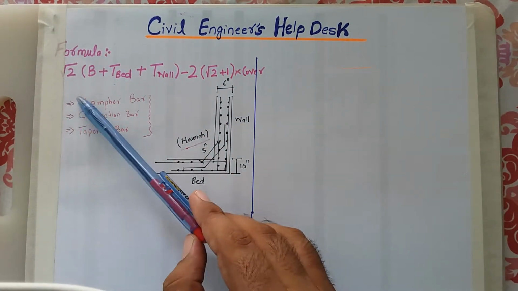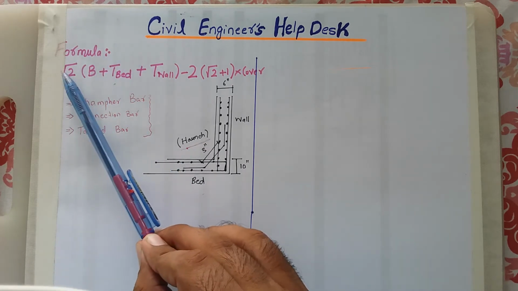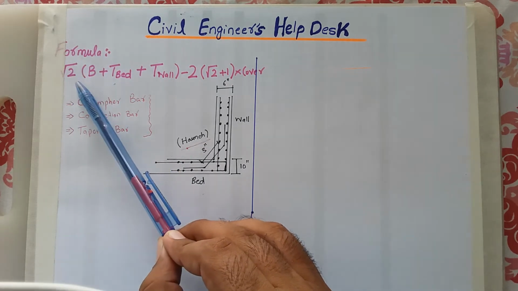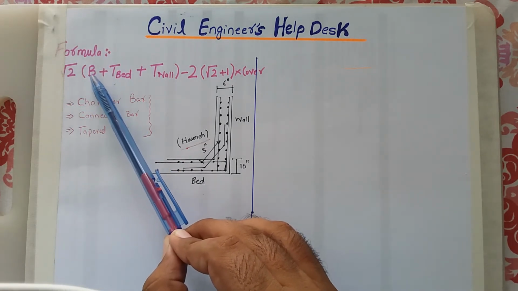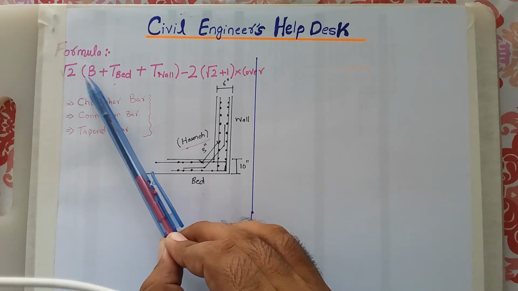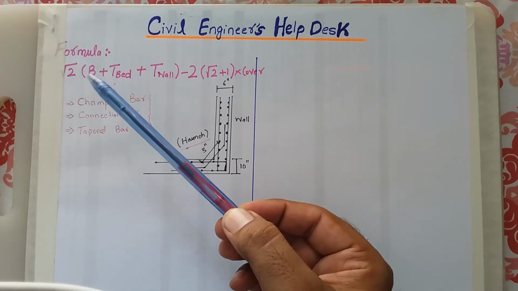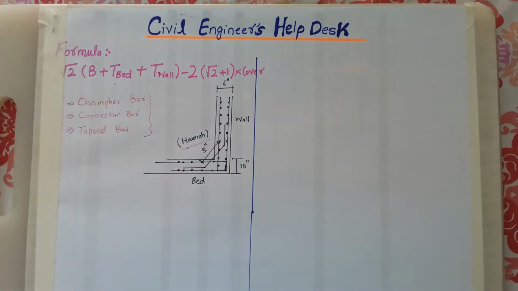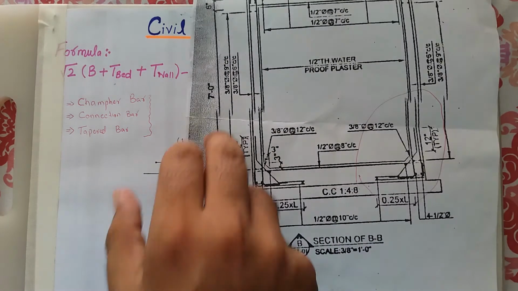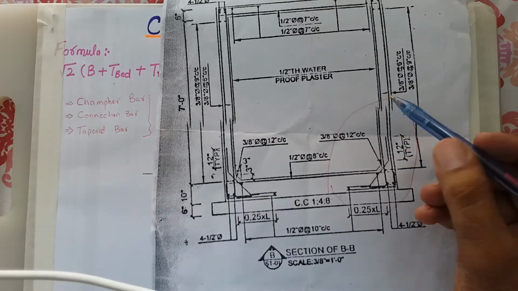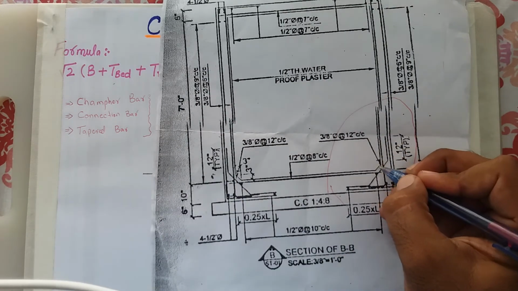Viewers, what is the formula? The formula is under root 2, bracket B. What is the meaning of B? Viewers, B means width of haunch. What is the width of haunch? I will show you in the drawing here. This is haunch. Viewers, if you can see this, this is haunch. This is not 90 degree.